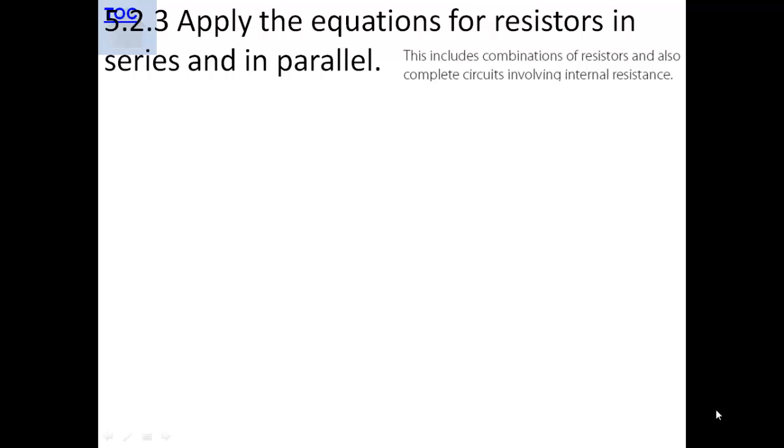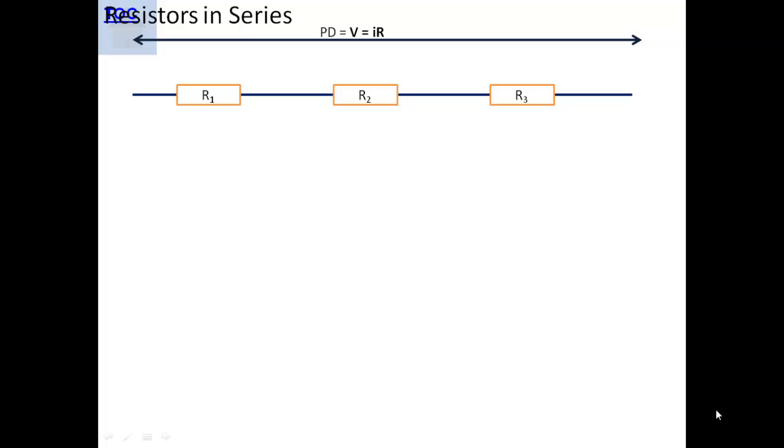For the last section of this topic, we need to look at the equations for resistors in series and in parallel. We will also look at ammeters and voltmeters and potential divider circuits. So we need to look at resistors in series and parallel.